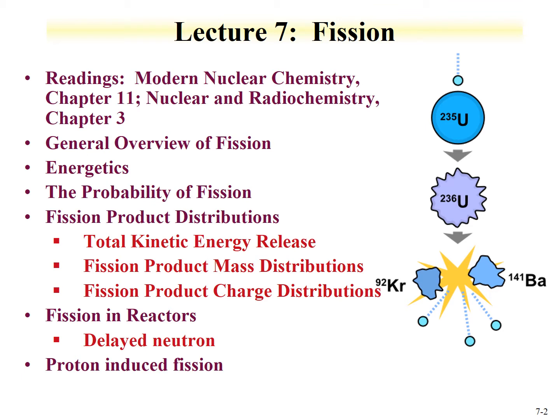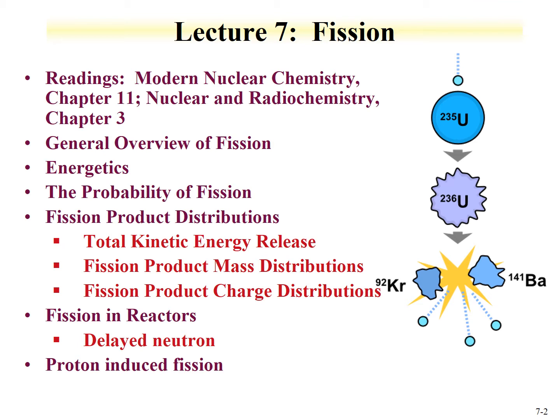We'll discuss the energetics related to fission. We'll see that energy from fission is much greater than the other decay processes we've discussed. We'll talk about the probability of a fission process occurring. We've already touched on this through the cross-section. We saw that certain isotopes have a high cross-section in terms of fission from absorption of a thermal neutron. We'll discuss that. We'll talk about fission product distributions, including total kinetic energy release, the mass distribution, and charge distribution.